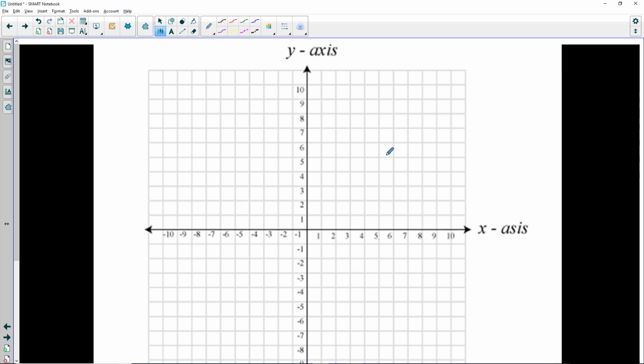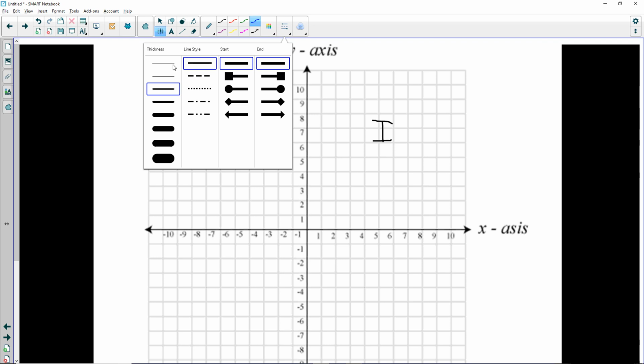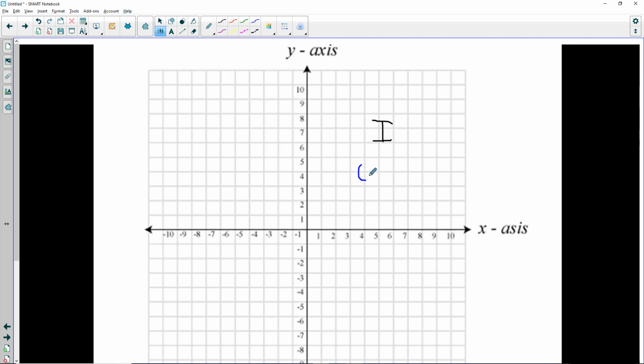Also, as a reminder, we have 4 quadrants. Here is quadrant 1, and in quadrant 1, the x coordinate is always positive, and the y coordinate is always positive. As we go over here to quadrant 2, when we're looking at points, our x coordinate is always negative and our y coordinate is always positive.